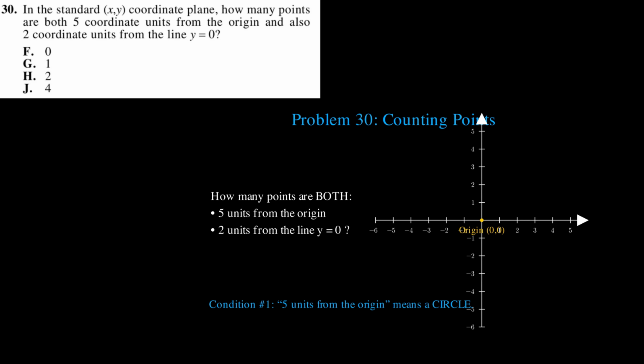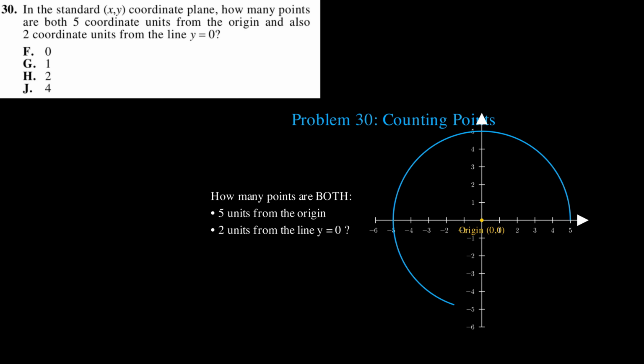Now here's an important idea. If you mark all points that stay the same distance from one point, the shape you get is a circle. So every point that is 5 units away from the origin forms a circle centered at the origin with radius 5. The line y equals 0 is just the x-axis.